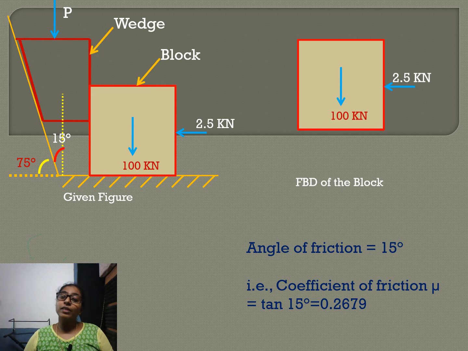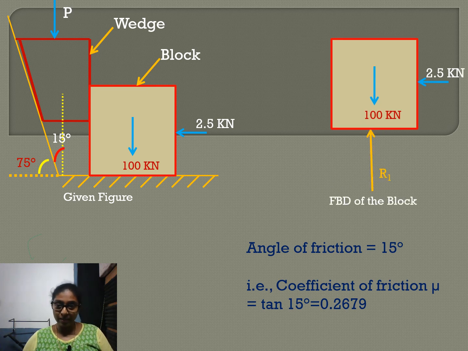For solving this problem, we have to draw the free body diagram. We have two objects, two bodies. One is the block and another is the wedge. First of all, we will draw the free body diagram of the block. Our block has 100 kilonewton self weight and 2.5 kilonewton is acting from the right. So these are the given things.